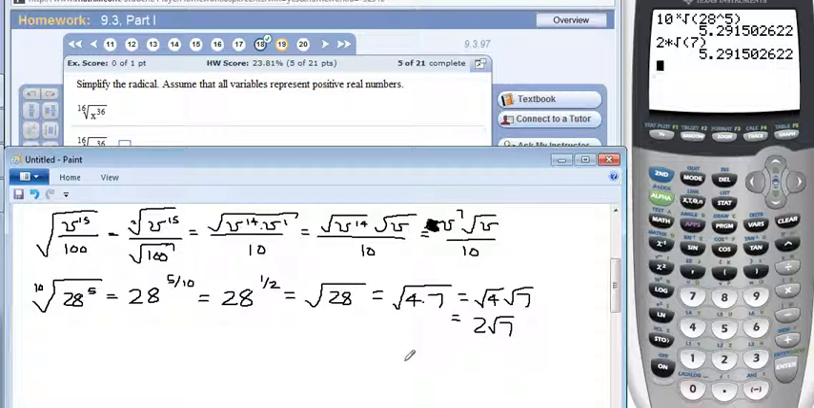Same thing, right? 36/16 can be reduced. Okay?